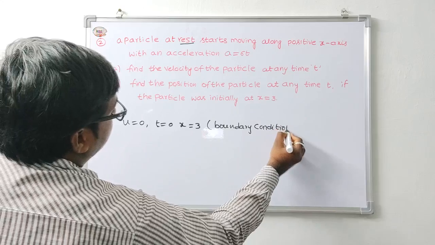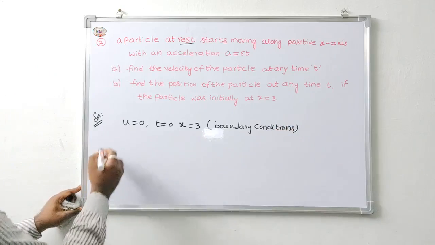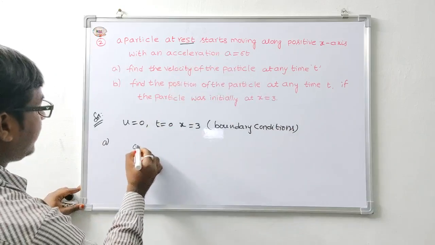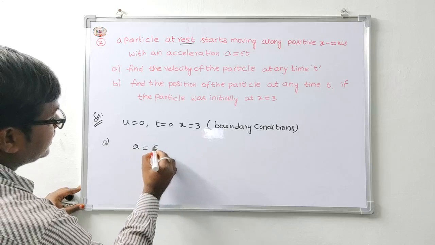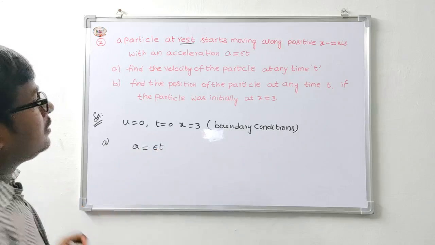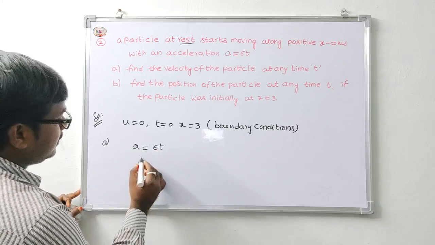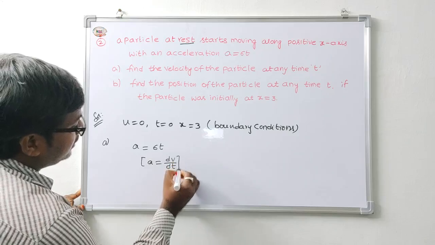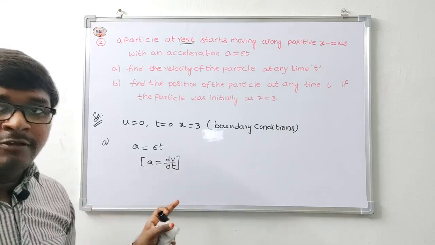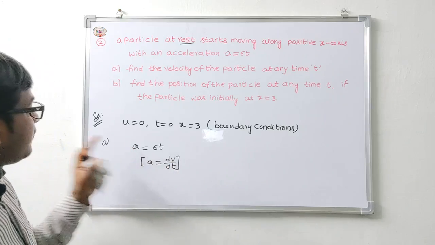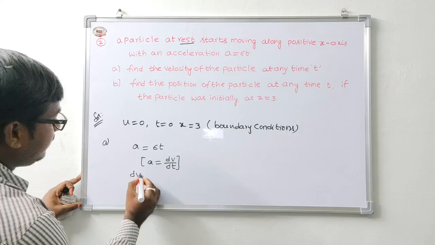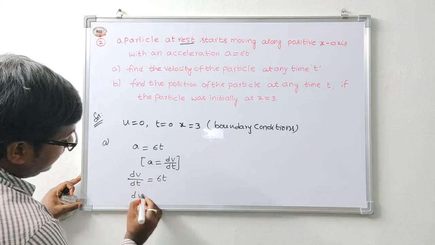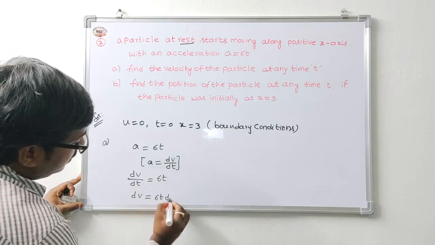Boundary conditions. First, the acceleration is a = 6t. Acceleration is equal to dv by dt, so a = dv/dt. Substituting the formula, dv/dt = 6t. Then dv = 6t dt.